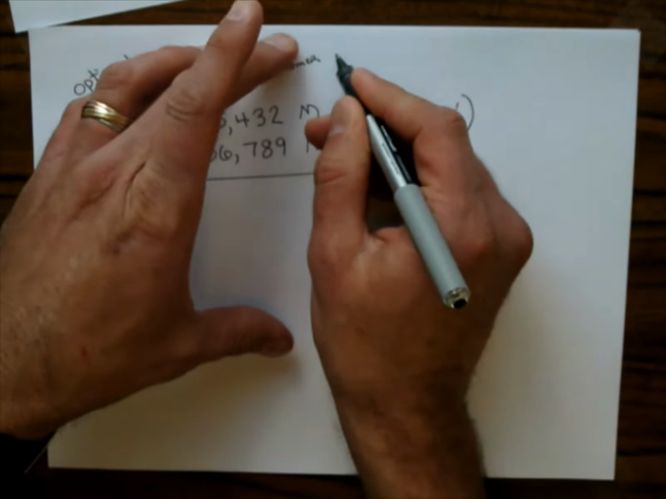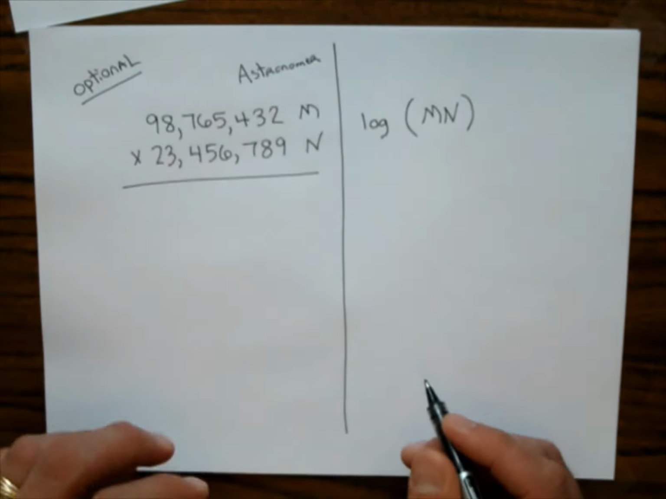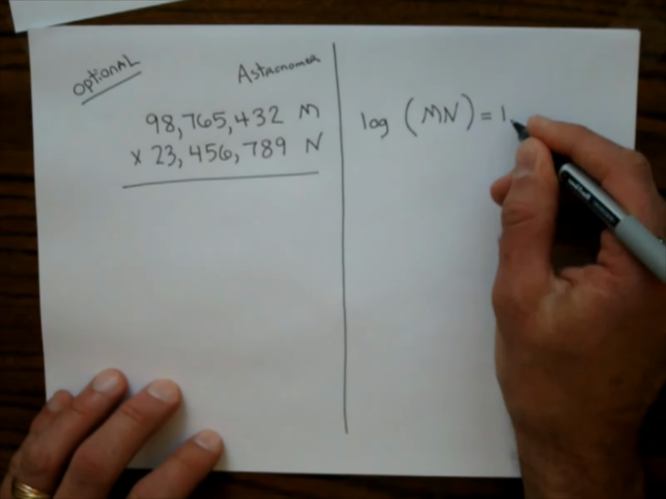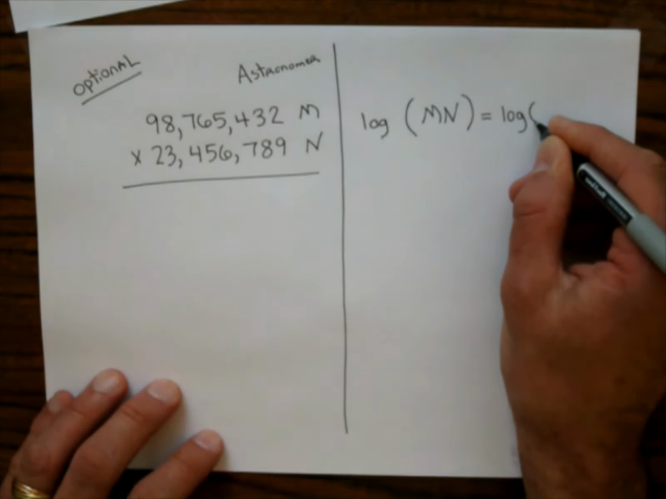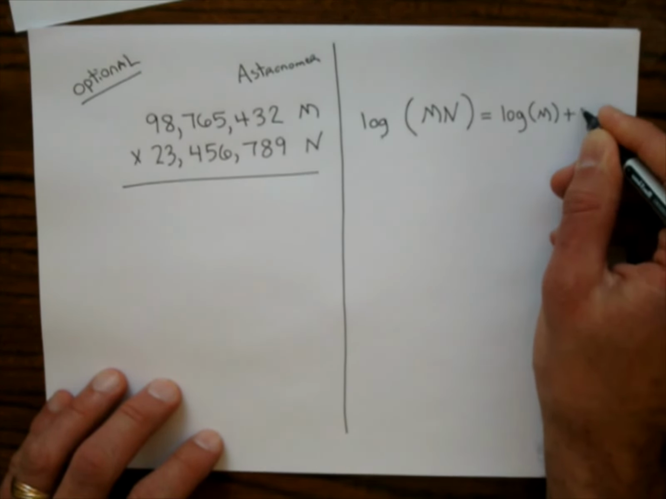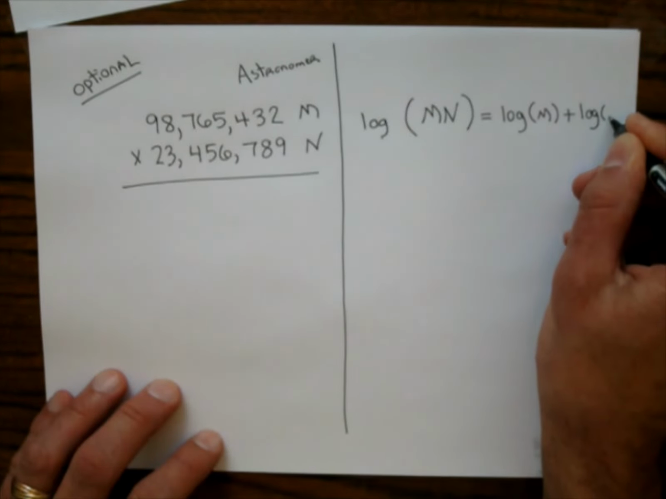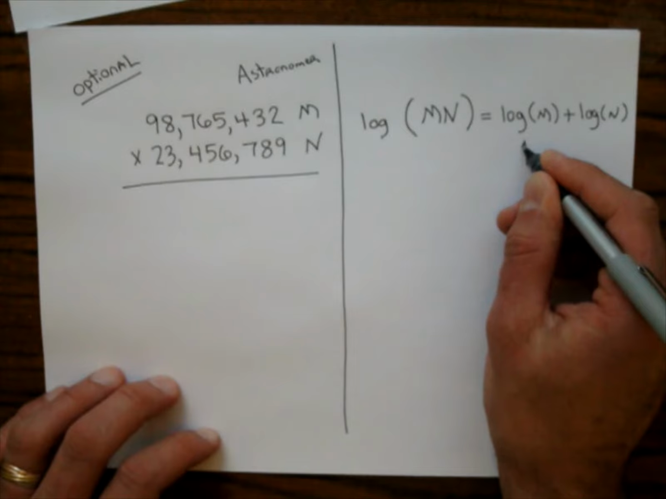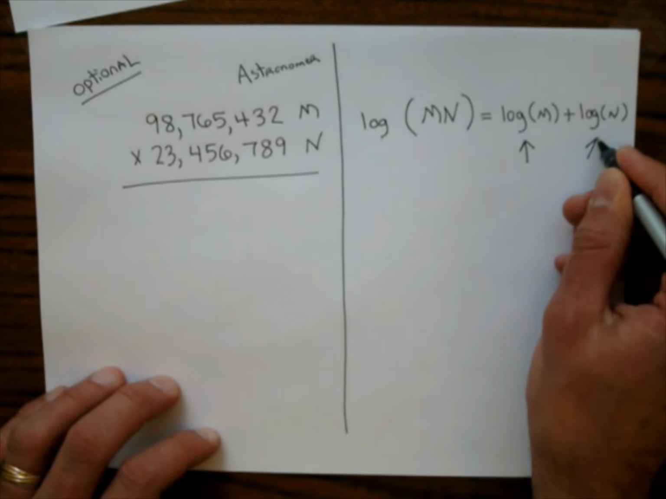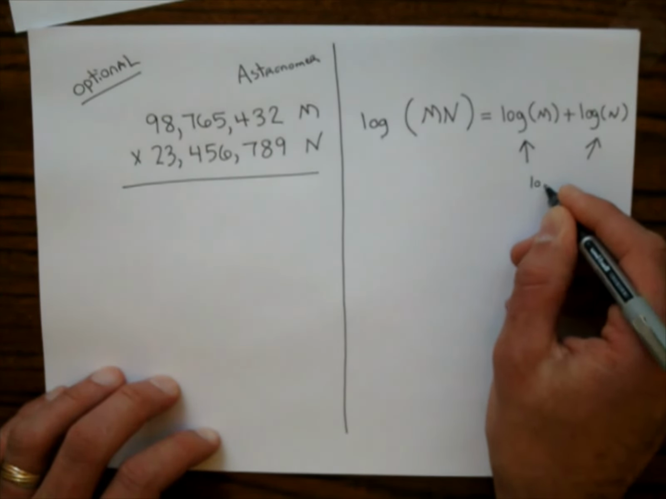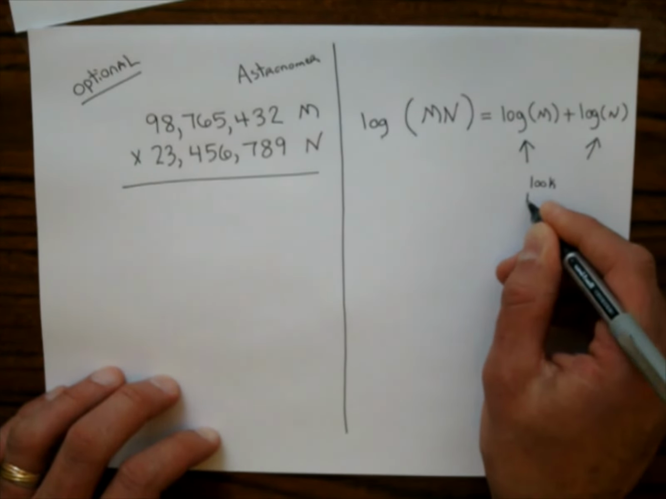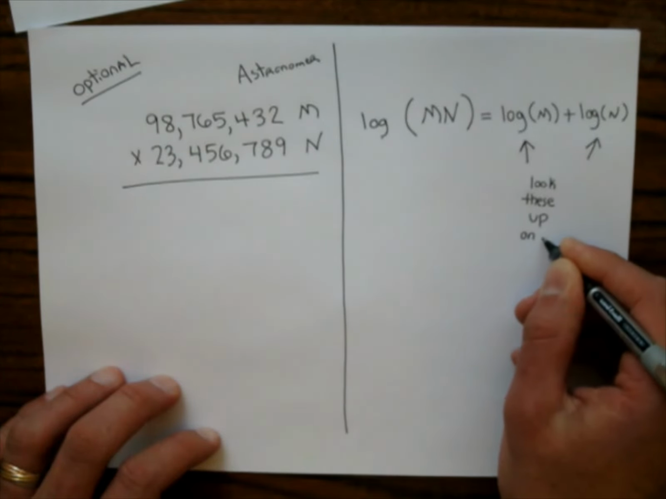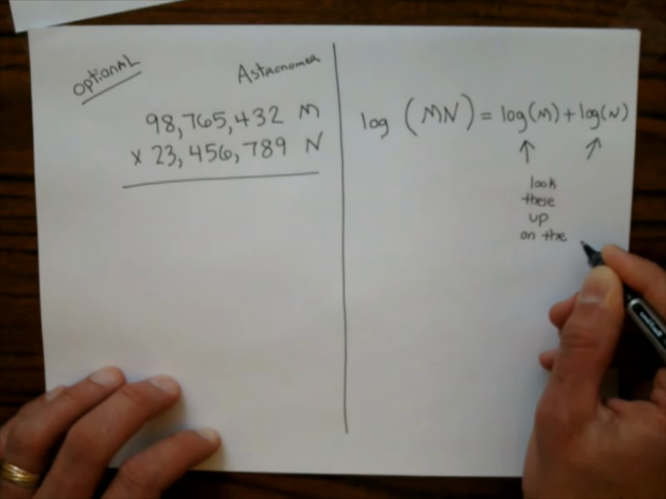But what we can do is take the log of that. Okay, the log of m times n, log base 10, we'll use the product rule. This is log of m plus log of n. And then with these, so this is log base 10 and this one's log base 10, you look these up on the table.